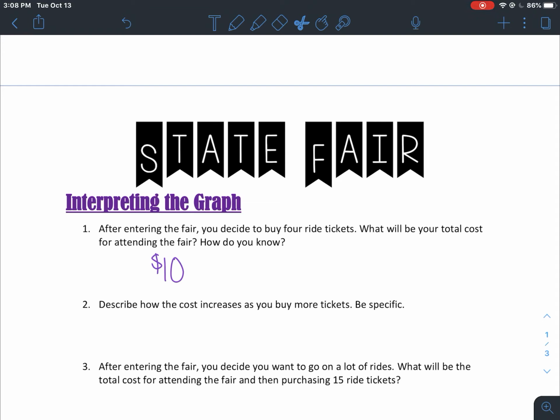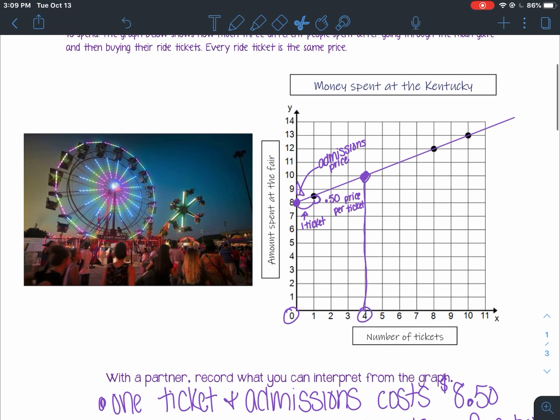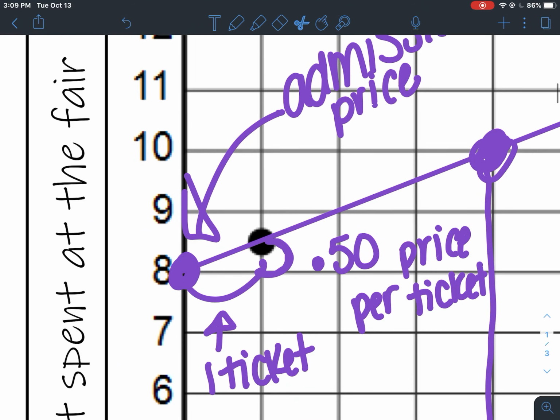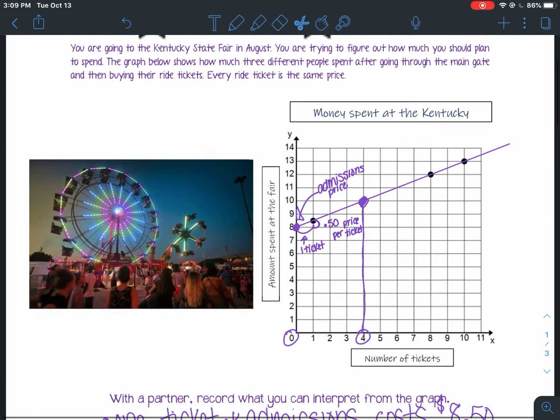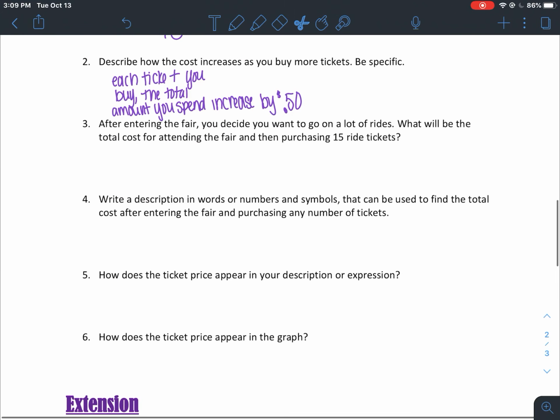How does the total amount of money spent at the fair increase as you buy more tickets? So specifically, we're actually looking at the slope here. And each ticket you buy, the total amount you spend increases by 50 cents. Okay, so looking at this graph, 0 tickets was $8. If I bought 1 ticket, I'm now at $8.50. If I buy 2 tickets, I'm at $9. If I bought 3 tickets, I'm at $9.50. If I buy 4 tickets, I'm at $10. So each ticket that I buy increases the total amount spent at the fair by 50 cents. If you want to add more detail, go for it.